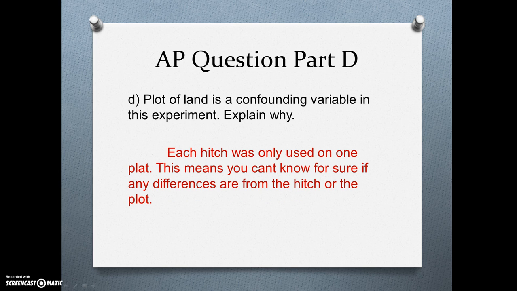Part D. Plot of land is a confounding variable in this experiment. Explain why. Each hitch was only used on one plot. This means you can't know for sure if any differences are from the hitch or the plot.